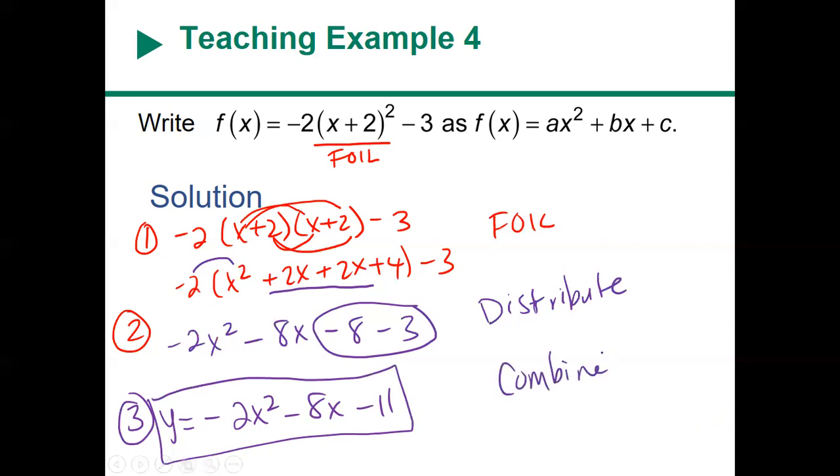So FOIL, distribute, combine. Did you really just take a picture? You recorded that too? Yes. Okay. FOIL, distribute, combine. Good? Doable? How do we feel?